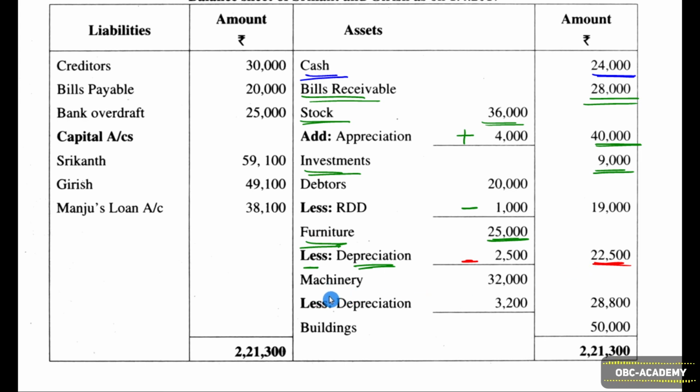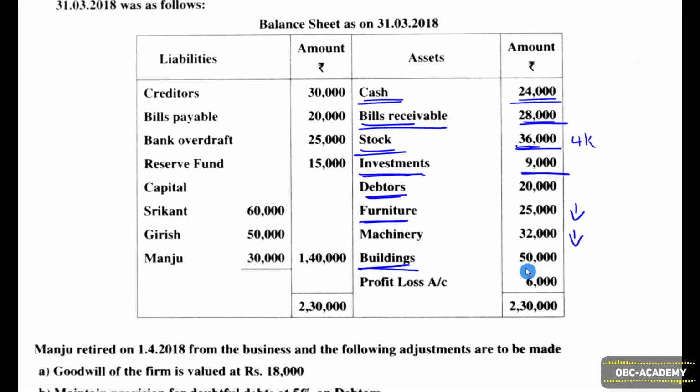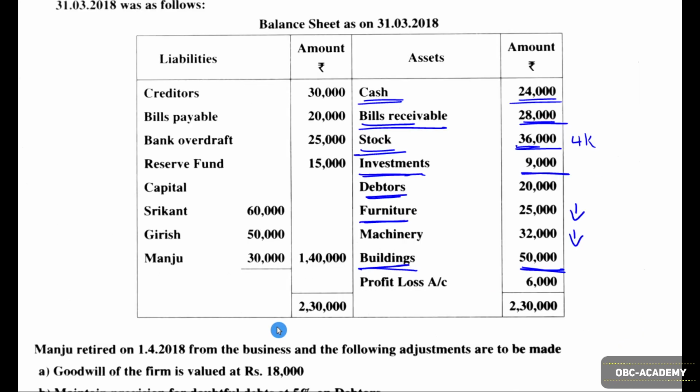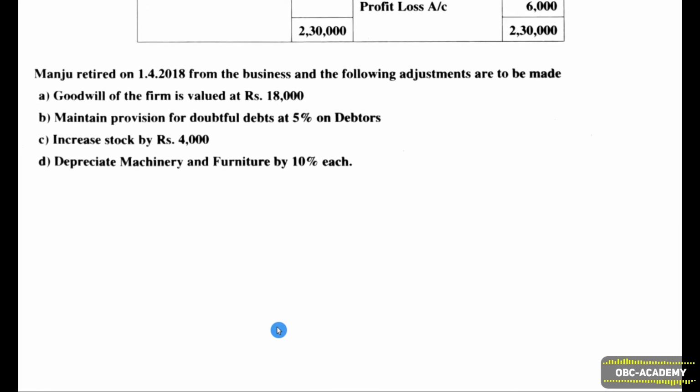Next, less machinery. Machinery has to be subtracted, right? Machinery, the value is 32,000. Less depreciation, 3,200. You'll get 28,800 rupees. Next, building. Building worth is 50,000 and no adjustment is there, so we'll enter as it is. Building 50,000. Next, we'll move on to the adjustment.